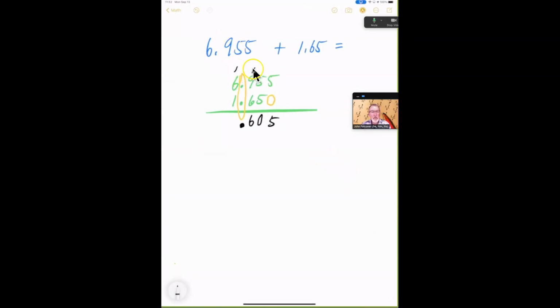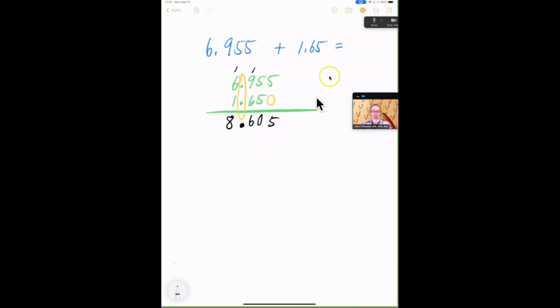We carried the 1, we added 1 plus 9 was 10, plus 6 more 16, and carry the 1 from 16 over here. 1 plus 6 is 7, plus 1 more is 8. So the answer here is 8 and 605 thousandths, or 8.605.